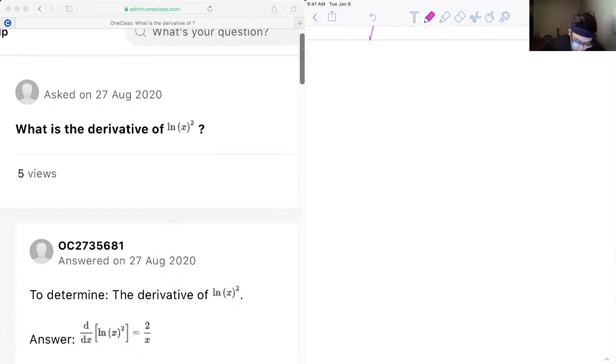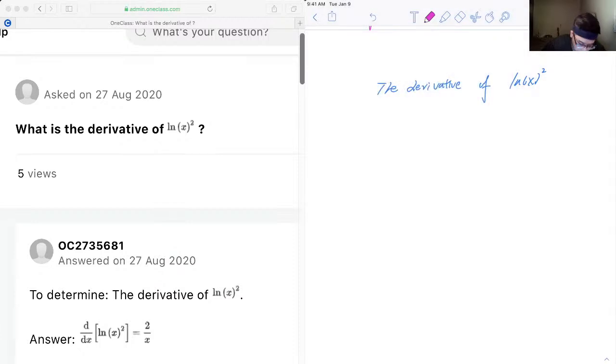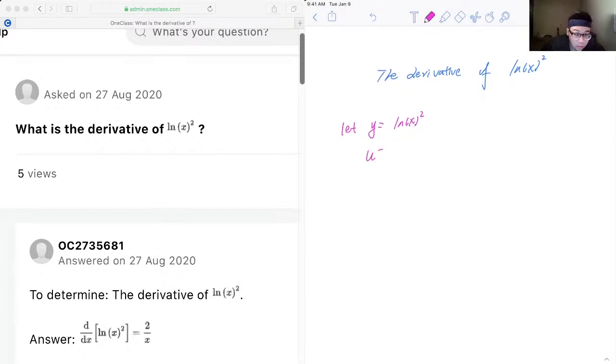Okay, so for our next question, we're looking for the derivative of ln x squared. Okay, all right. So first, we let y is equal to ln x squared. Okay, and we set up u is equal to x squared. So we have y is equal to ln u, and now we apply the chain rule.